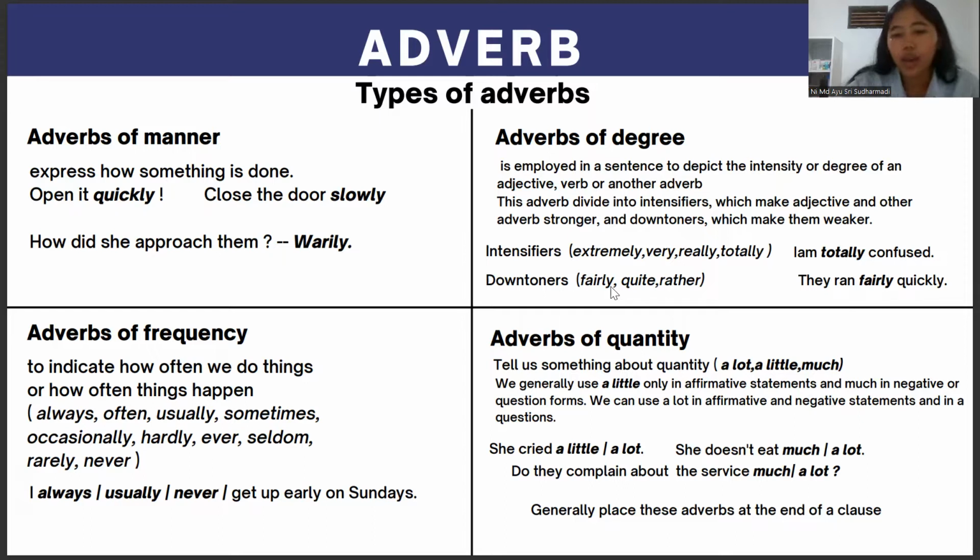And the next, we have adverbs of quantity. This tells us something about quantity. For example, little, a lot, much. And we generally use a little only in affirmative statements and much in negative or question forms. We can use a lot in affirmative and negative statements and questions.